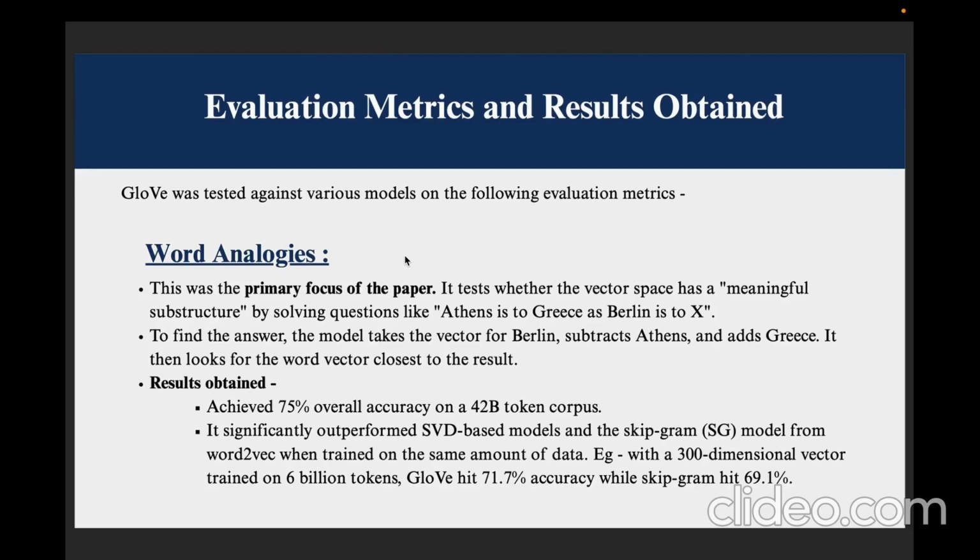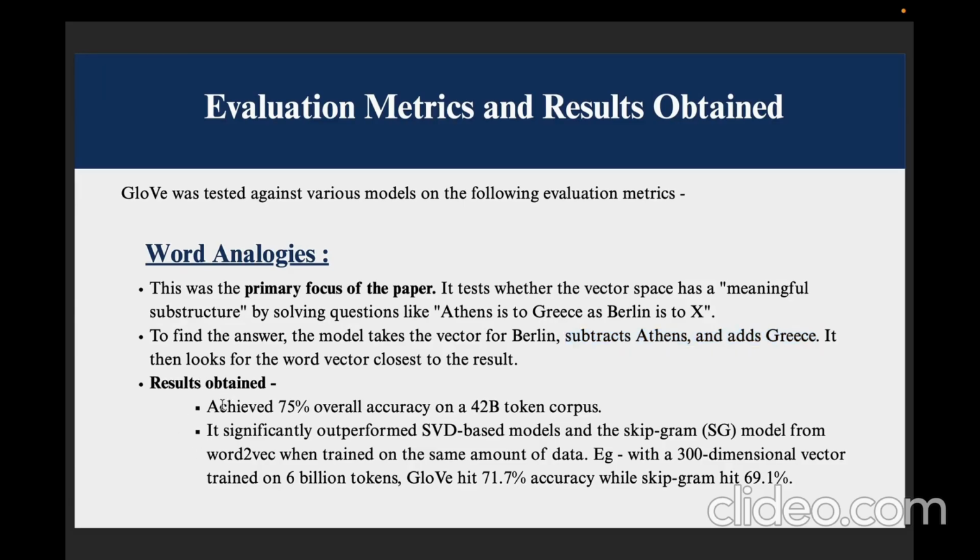The example that was used in the research paper was, we need to find a word X which is to Berlin just as Athens is to Greece. Thus, GloVe model will help us find this. To find the answer, the model takes the word vector for Berlin, subtracts Athens, and adds Greece. This is how linear analogical arithmetic works in NLU.